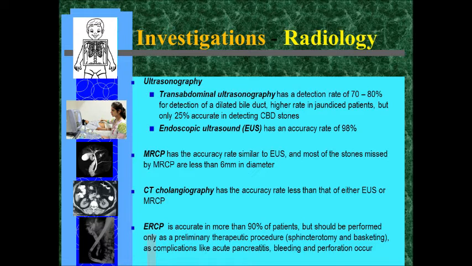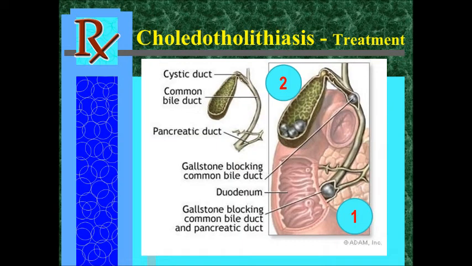ERCP is accurate in more than 90% of patients, but should be performed only as a preliminary therapeutic procedure, as complications like acute pancreatitis, bleeding and perforation may occur. When there are stones in the gallbladder and also in the common bile duct, the priority of treatment goes to the common bile duct stone. The CBD stone has to be extracted first, followed by cholecystectomy.